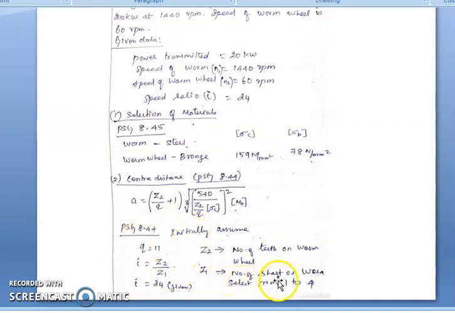Initially Z1, that is the number of starts on the worm, is assumed based on the velocity. So we generally assume Z1 is equal to 3, since it can range from 1 to 4, and within this we can select. Here I assumed Z1 equal to 3. That means number of starts on the worm is 3, and then Q is equal to 11. So now we are going to discuss how to determine the design MT for this.